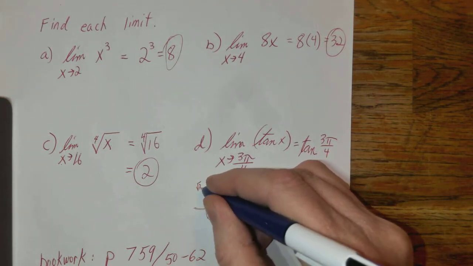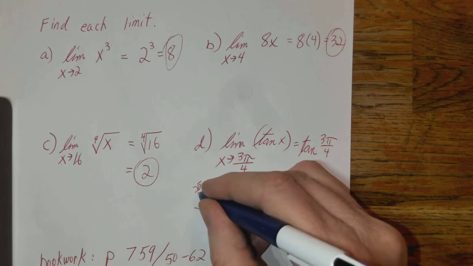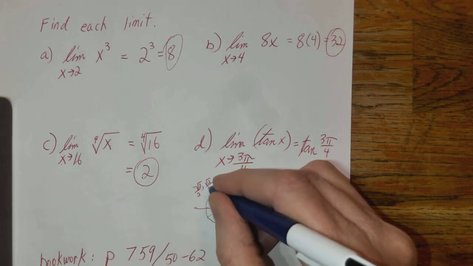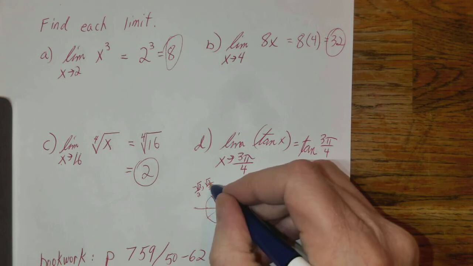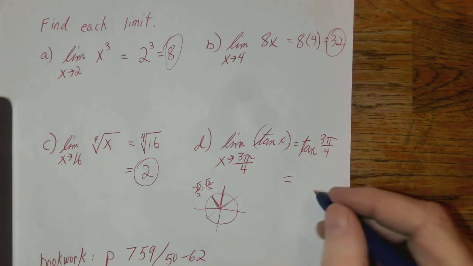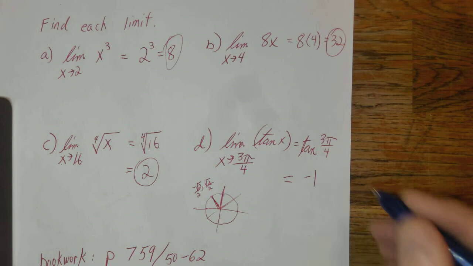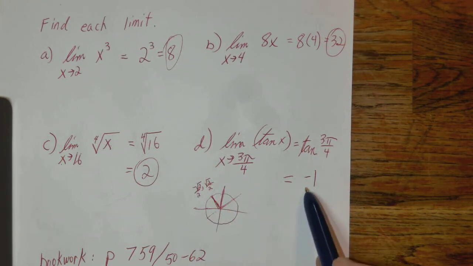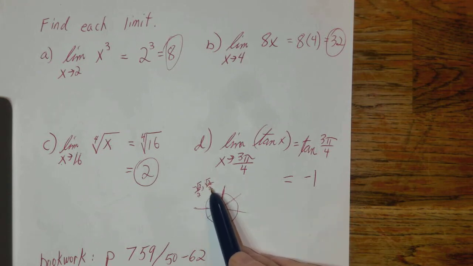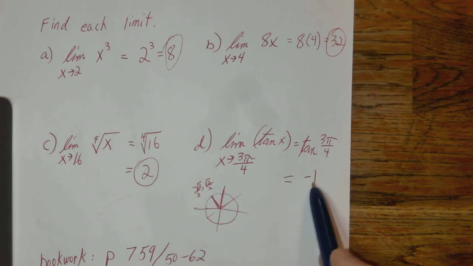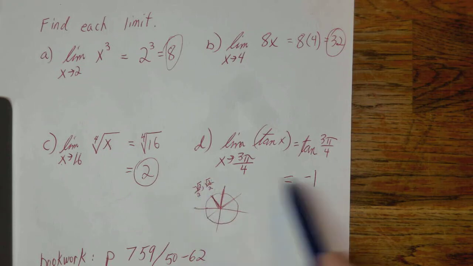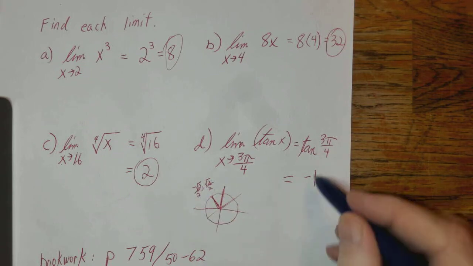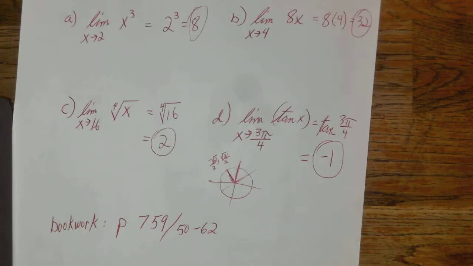Remember that the coordinates here would be the negative square root of 2 over 2 and the positive square root of 2 over 2, the x and y, sine over cosine. Well, okay, I don't know what I'm saying. You know what I'm saying. The y-coordinate over the x-coordinate, and they're just opposites of each other, so that answer is negative 1.